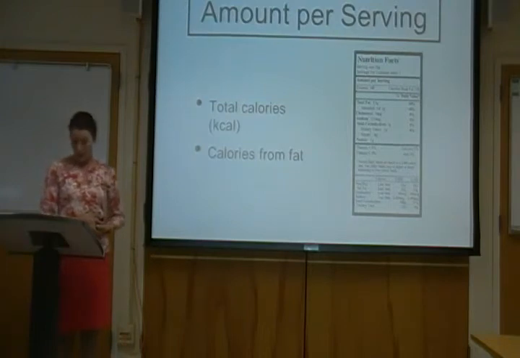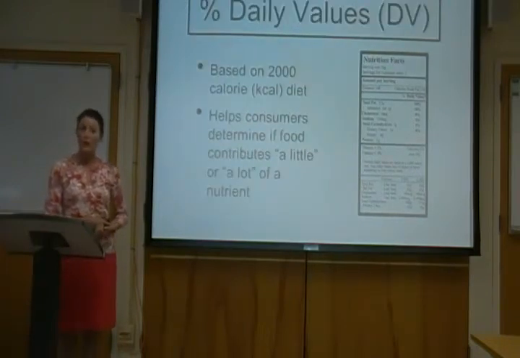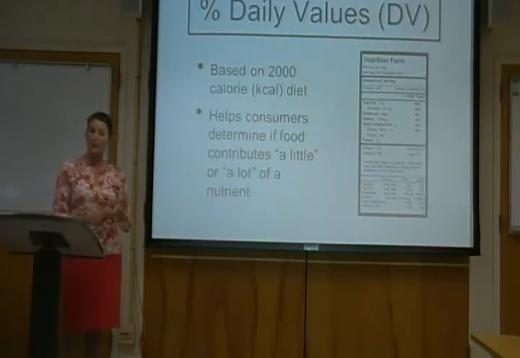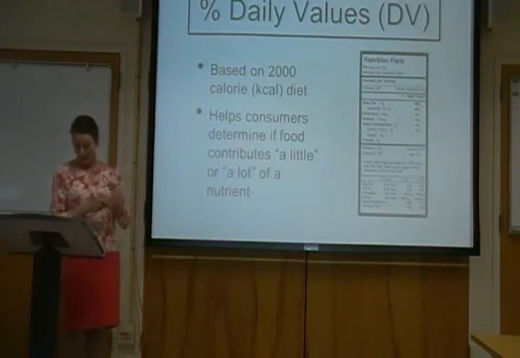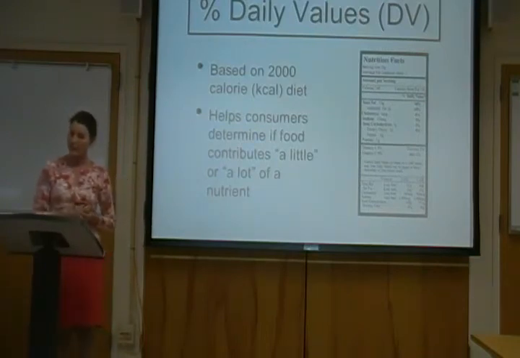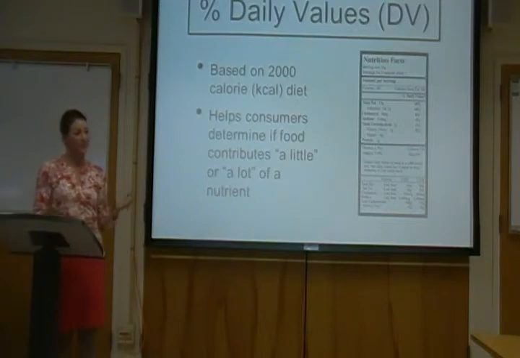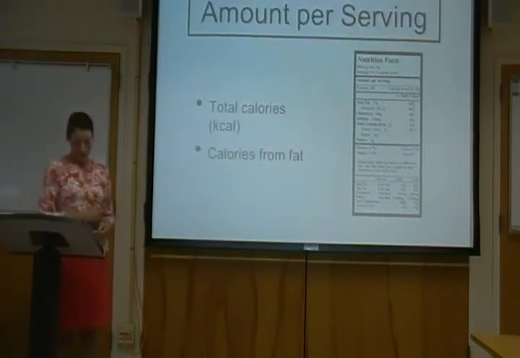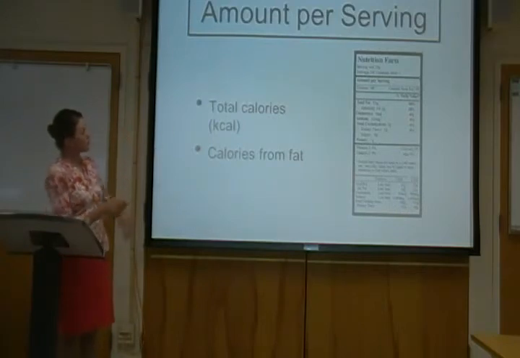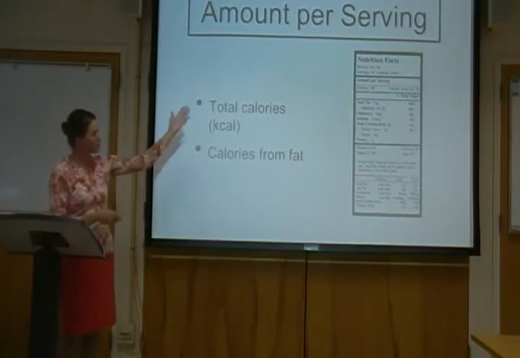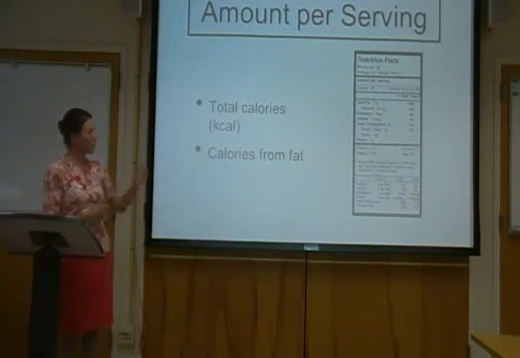Percent daily values, I forgot to mention: 20% or more is a high source, 10 to 19% is a good source, less than 5% is a low source. So amount per serving, that's what this is here. All of these components are according to serving size, so one serving size.